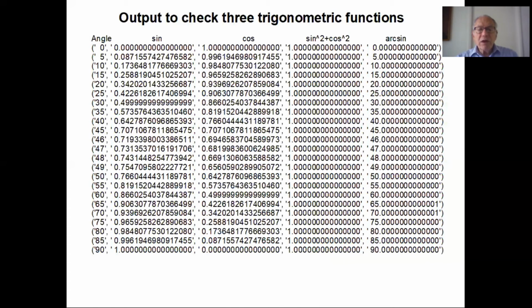Over here, we now show the output checking the functions. And so what we did is we used the sine and cosine, and to check them, we squared the answers. And then to check the arc sine function, we took the arc sine functions to see if we get back the original values. And these things are good to about the 13th or 14th place.